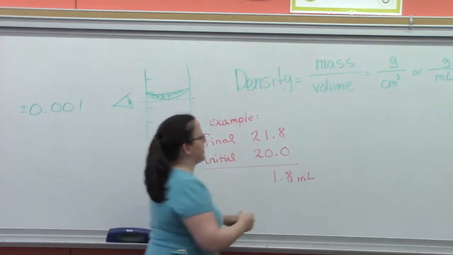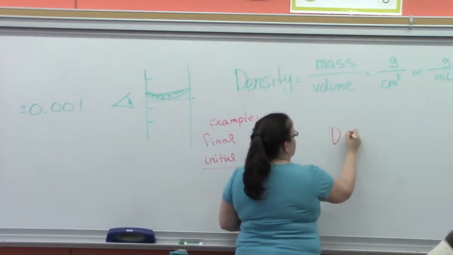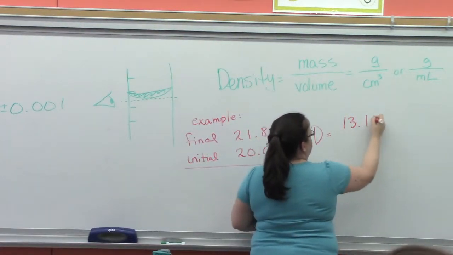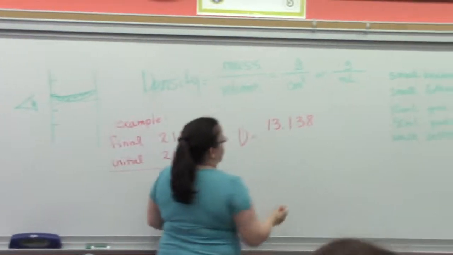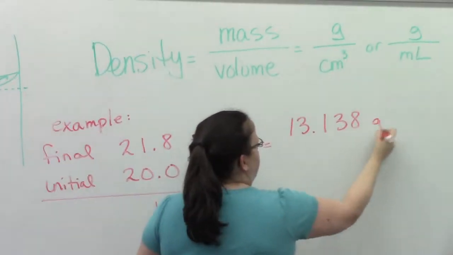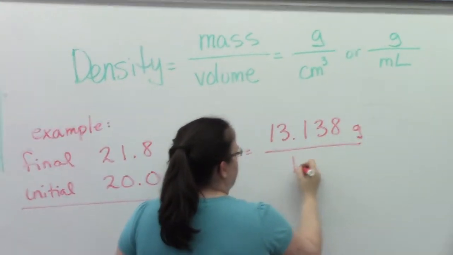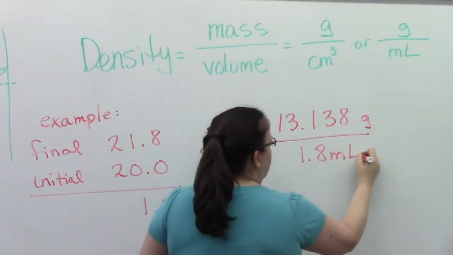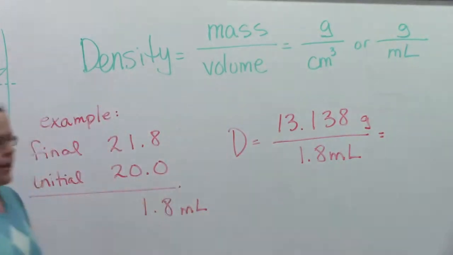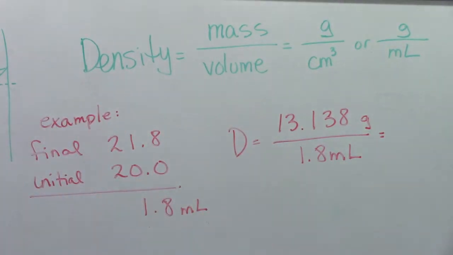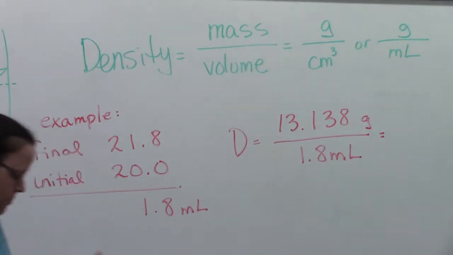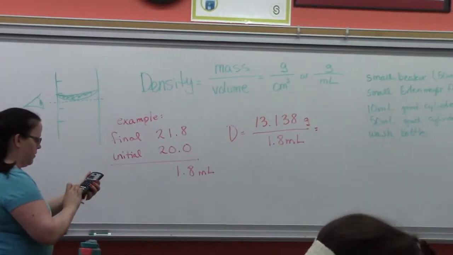Then we're going to do our density. If I say my collective mass was 13.138 grams and my volume is 1.8 milliliters, I'm just going to plug that into my calculator and do that division. Take my collective mass divided by my volume. Okay? So in my case, I do that.